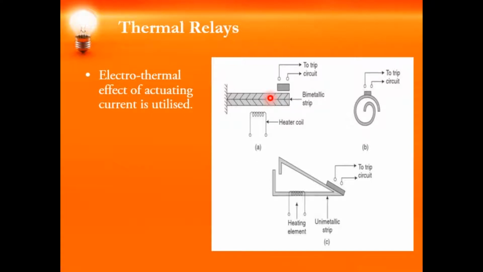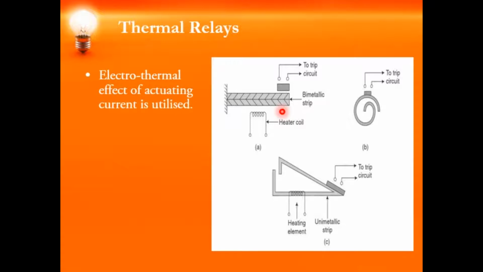The thermal element can be heated directly by passing the actuating current through the strip, but usually we use a heater coil for it. When the bimetallic element heats up, it bends and deflects, thereby it closes the relay contacts. For ambient temperature compensation, we use a dummy bimetallic element that is shielded from the heater coil and is designed to oppose the bending of the main bimetallic strip.